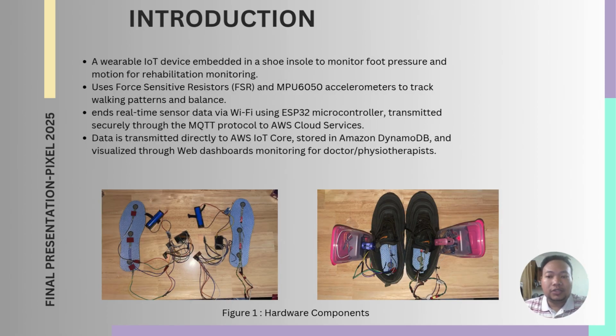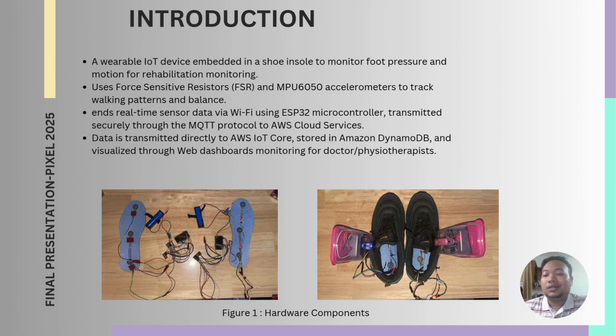Next, I would like to explain how the system works in general. Basically, this system is a wearable IoT device embedded in a shoe insole to monitor foot pressure and motion for rehabilitation monitoring. It uses two main sensors, which are the force sensitive resistor (FSR) and the MPU 6050 accelerometer, to detect foot pressure and to capture motion and balance information.